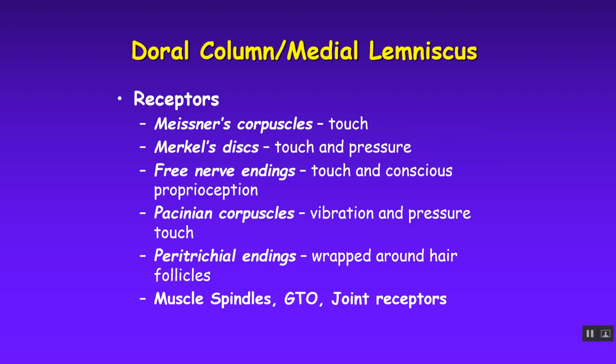We're going to start in the periphery and work our way up. The types of receptors that contribute to this conscious proprioception and discriminative touch are pretty much everything, even free nerve endings. But it's more so those specialized ones: Meissner's, Merkel's, Pacinians, peritracheal, muscle spindles, GTOs, joint receptors, all that stuff contributes to conscious proprioception, conscious awareness of movement.